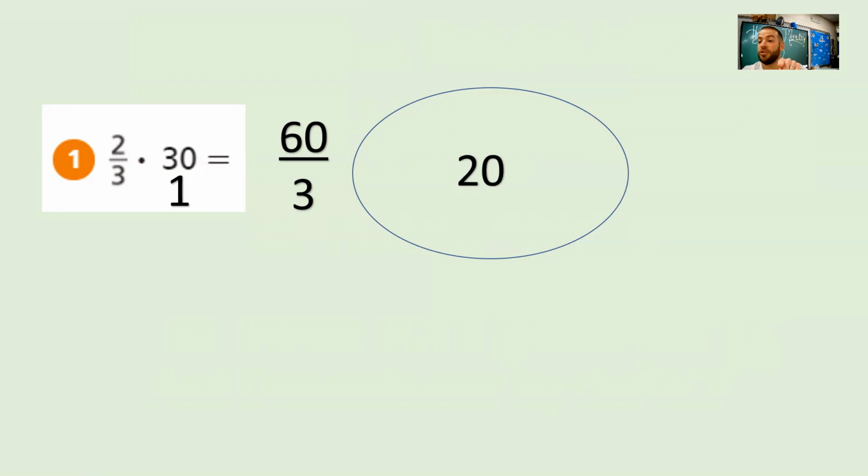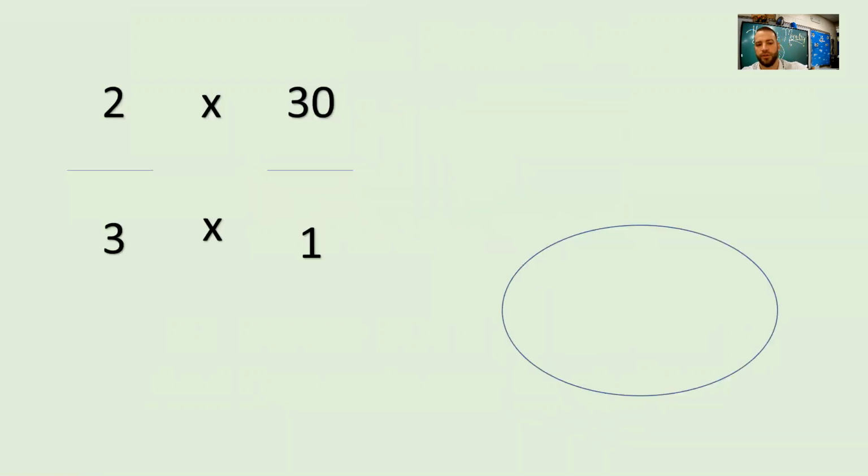But watch, there's a different way I could do this. What if instead I have 2/3 times 30 over 1, and before I multiply across, I simplify. Now, here's the thing about simplifying. You cannot simplify 2/3. That is already in its simplest form. You can simplify 30 over 1, not really, not without turning it into a whole number. But the rule when you simplify before you multiply is you can simplify any top to any bottom.